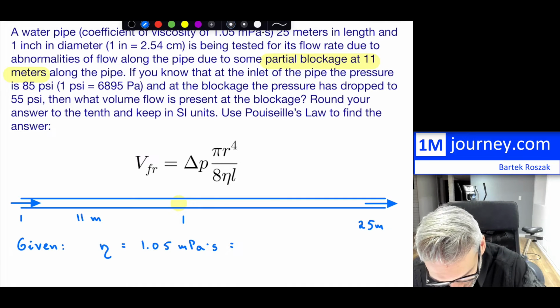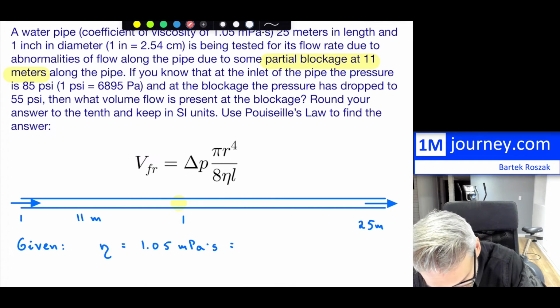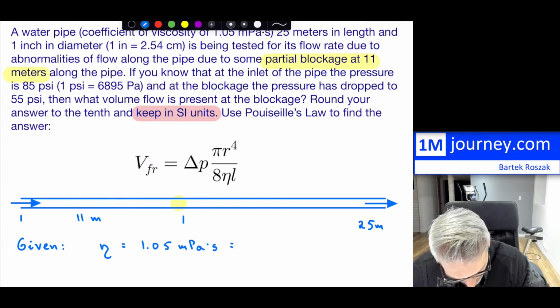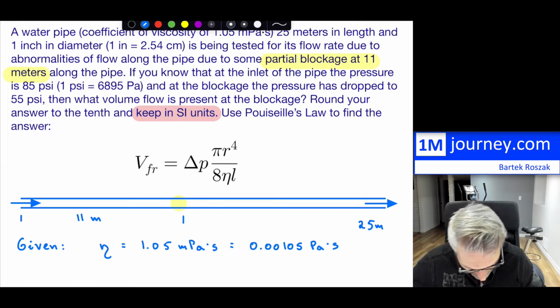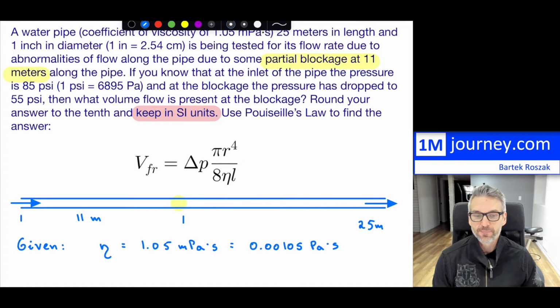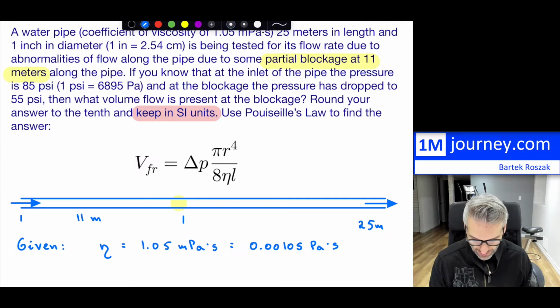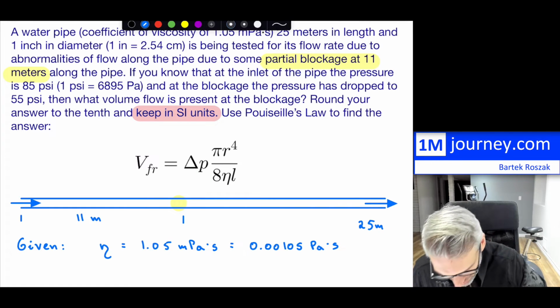Although I can see here that in the question, they do want things to be kept in SI units. So I'll start right away to do that. So millipascals, that means this is going to be rather small, but that's fine. So we have this, and that is our coefficient of viscosity. Because of the milli, we're just going to move the decimal over 3 decimal places. So that's one of the things.